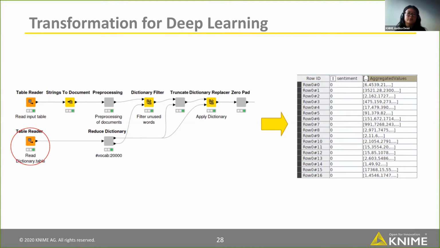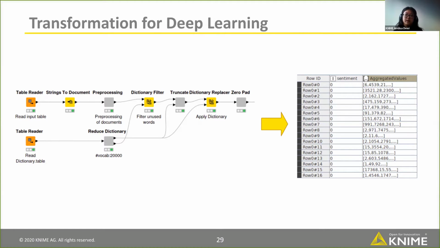In addition, we also read in the dictionary with the Table Reader node on the lower part. In this example, we don't assign all of the words in the documents their own index because there are so many of them. Instead, we take only the first 20,000 words, which are the most frequently used, and assign them an index. For this purpose, we have the Create Dictionary component where we can decide how many words we want to keep in the dictionary. The rest of the words are then filtered out by the Dictionary Filter node.